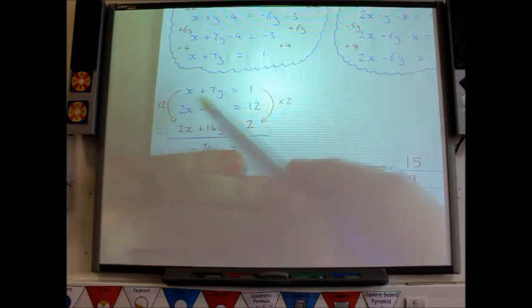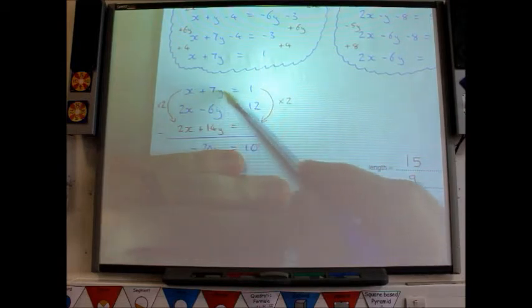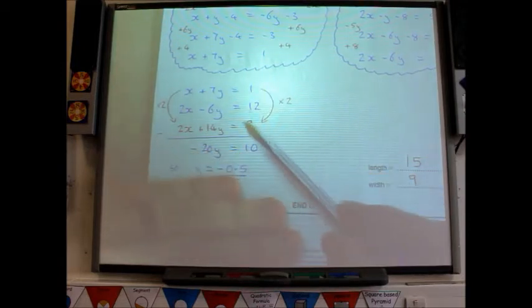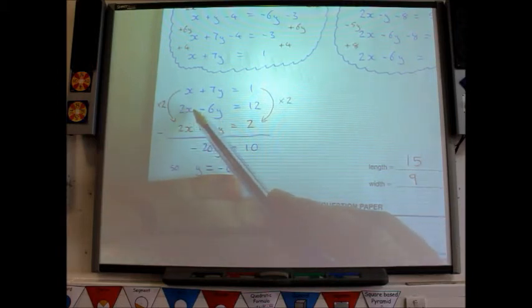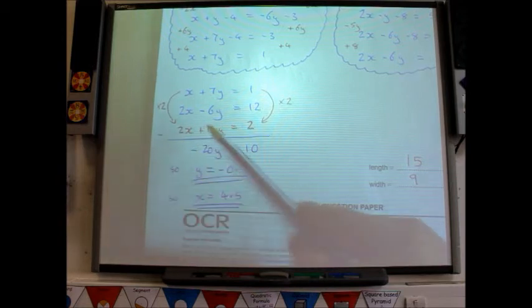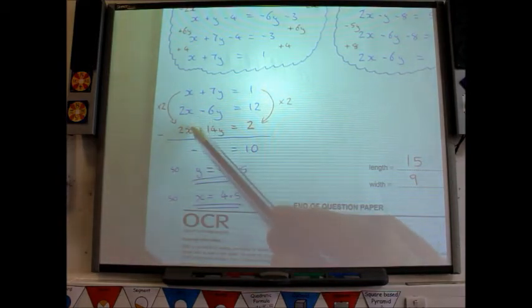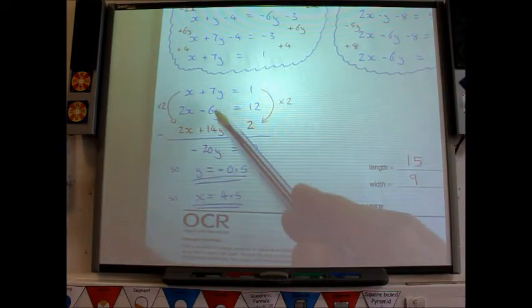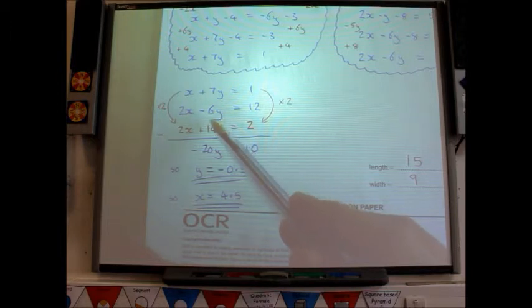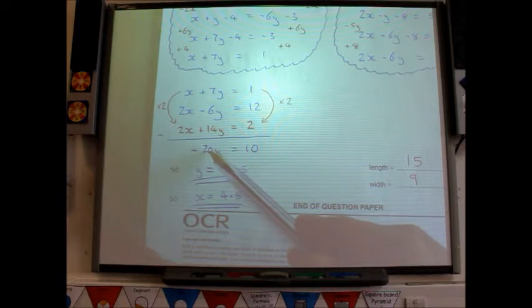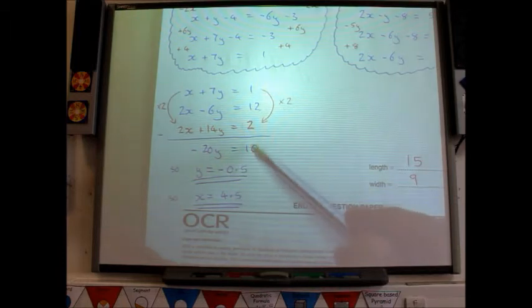So if you wanted, you could almost put a line through that now, because you don't need it. Right, so you've got 2x and 2x. How are you going to make that 0? Well, you're going to subtract them. So you need to subtract everything. So 2x take away 2x is nothing. Minus 6y take away 14y is minus 20y. And 12 take away 2 is obviously 10.